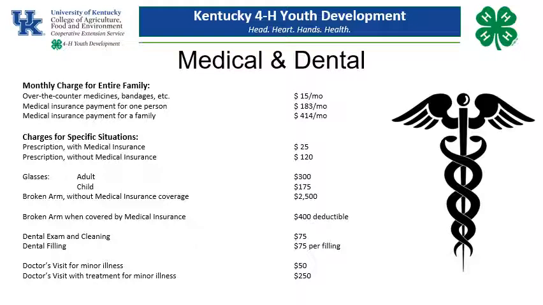You are the sole provider for your entire family. Therefore, you need to subtract medical insurance payment for your entire family at $414 per month. Pause the video now and subtract that amount.